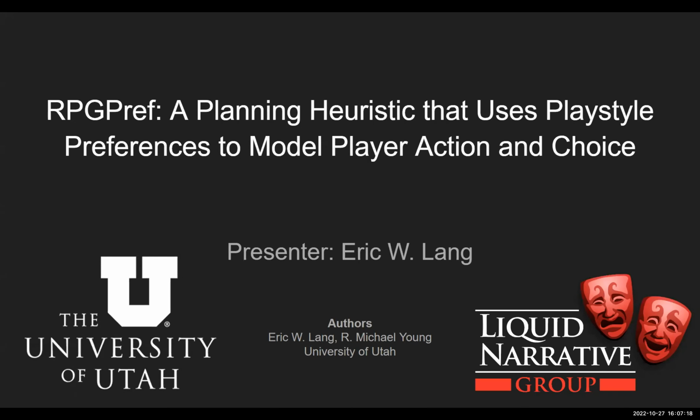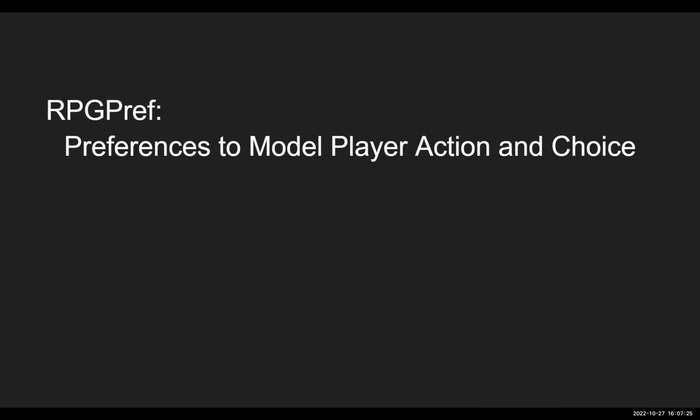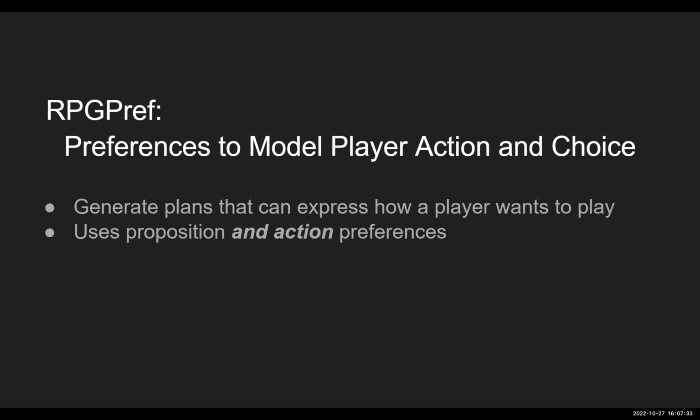I'm presenting RPGPref, a planning heuristic that uses playstyle preferences to model player action and choice. The important thing to take away from that title is preferences to model player action and choice. Effectively, what we want to do with this system is be able to generate plans that can express how a player wants to play through a game level. And in order to do this, we use both proposition and action preferences.